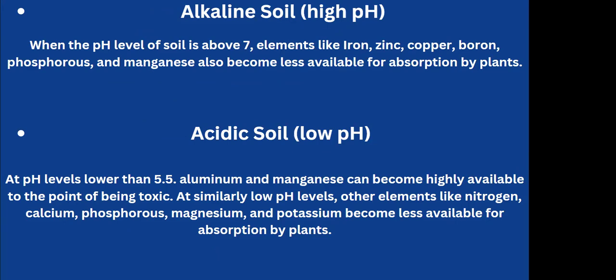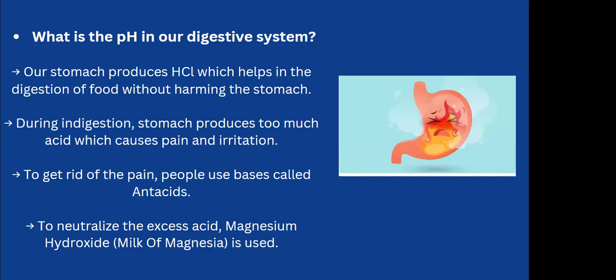And with low pH, when the pH level is lower than 5.5, aluminium and manganese can become highly available to the point of toxicity. Similarly, at low pH levels, other elements like nitrogen, calcium, phosphorus are also lessened. So it's better to maintain a pH in between acidic and basic. That's a neutral one. Next is our digestion, our digestive system.